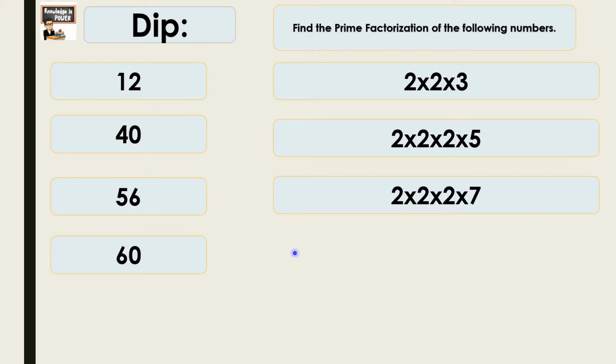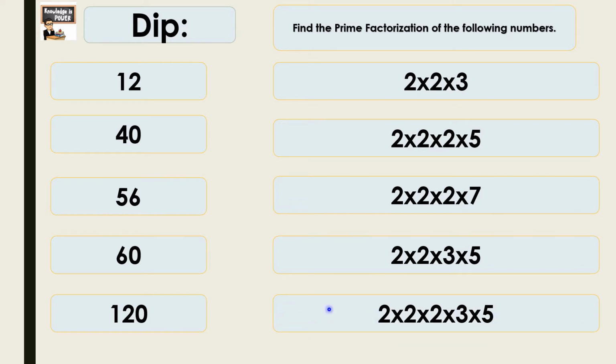56. 60. Okay? So 60 is 2 times 2 times 3 times 5. If you multiply all of these numbers, 2, 3, and 5 are prime numbers. Therefore, if you multiply those numbers, you get 60. And lastly, 120. 120 is 2 times 2 times 2 times 3 times 5. So if you multiply all these prime numbers, you get 120.